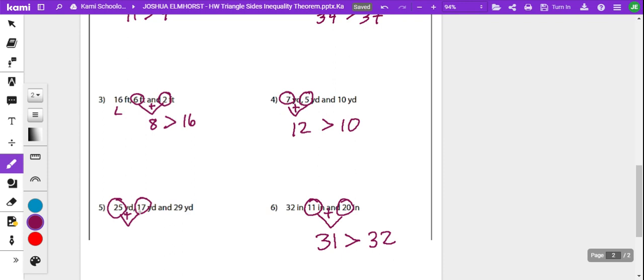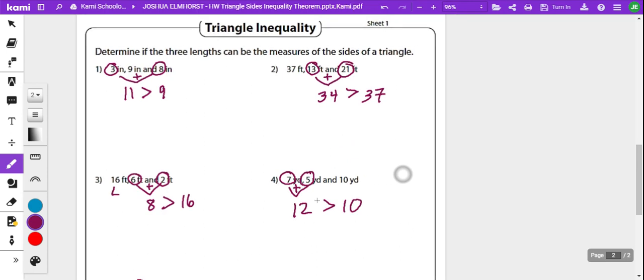25 and 17 together is 42, and then we compare that to 29. So this is true. 31 is not greater than 32. This is false. Number 4, this is true. That would work. 8 is not greater than 16, so this is false.